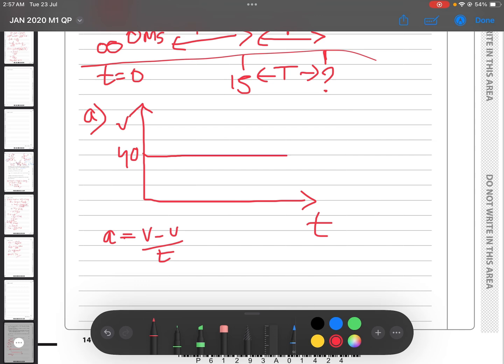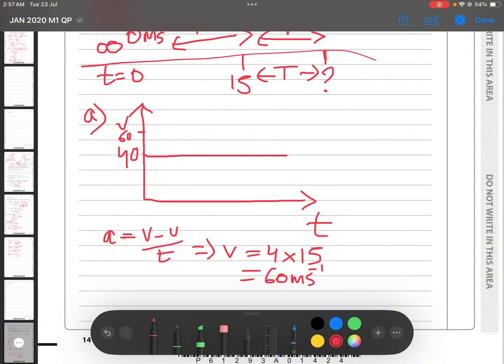Initially, u was 0. So we need only v, the final speed. v equals acceleration times time. Acceleration was 4, and it traveled for 15 seconds. That gives me 60 meters per second. So let's take this as 60, okay?